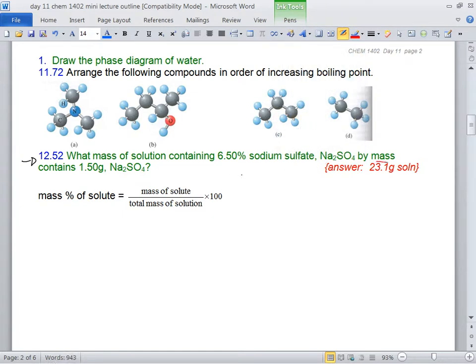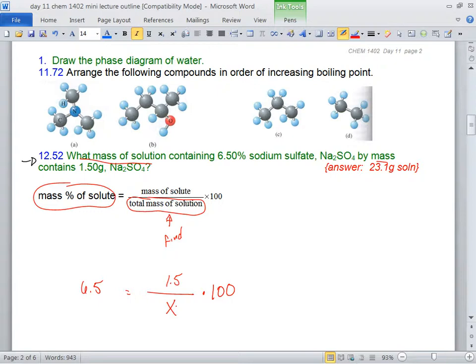They're after mass of solution, so we want to solve for this one. That means we should have numbers for everything else. Mass percent of solute: what number do I put in for that? It needs to be a percent, 6.5. And the 1.5 is going on top. Don't forget the times 100. Then you can find X down there.